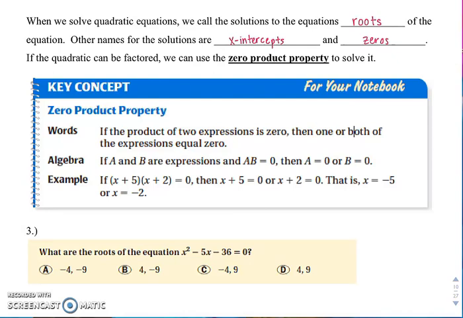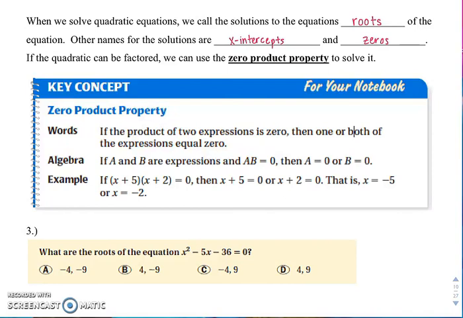So we can use the zero product property to solve quadratic equations. We can essentially use it to solve for x. When we solve for x, so the solutions to our quadratic equations, we call these solutions for x multiple things. We can call them roots of the equations. We can call them x-intercepts because they are x-intercepts. And they're also called zeros because they're when y equals 0.